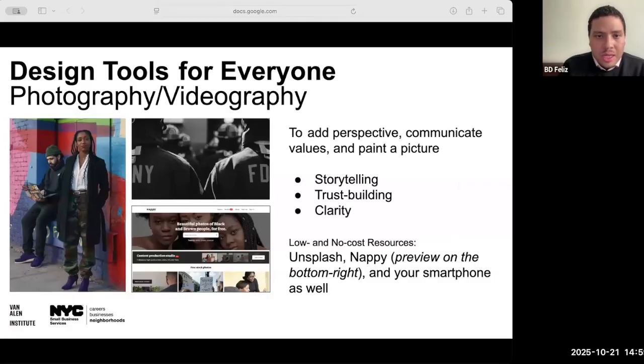Photography. This is probably the most slept on tool. Photography and videography. I'm a photographer myself as well, a storyteller. Photography has so many levels to it, honestly, that I feel like we could do a whole presentation on it. But let me try to paint a picture here when it comes to design.